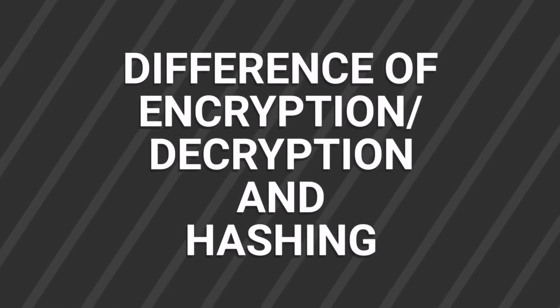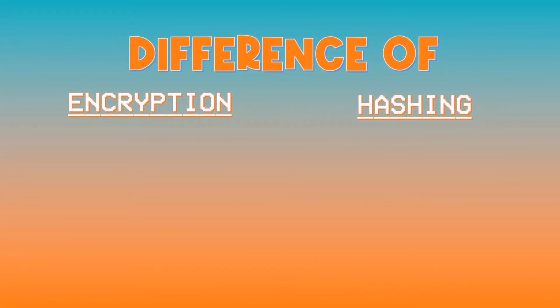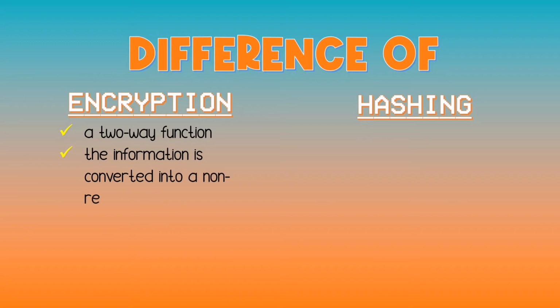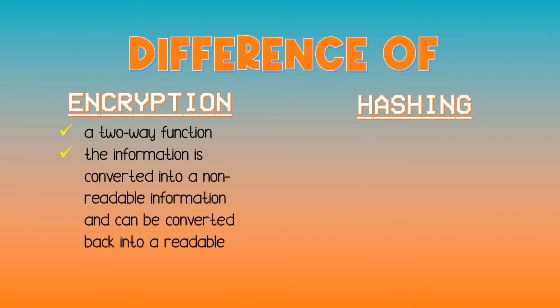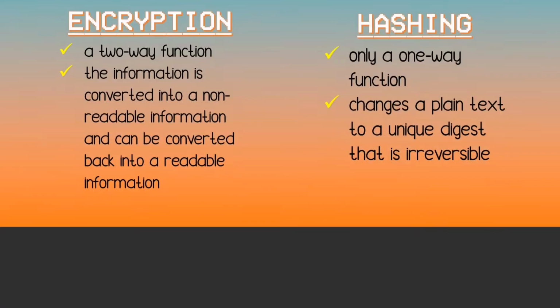Difference of encryption, decryption and hashing. Encryption is a two-way function. It means that the information is converted into non-readable information and can be converted back into readable information. While hashing is only a one-way function that changes plain text to a unique digest that is irreversible.